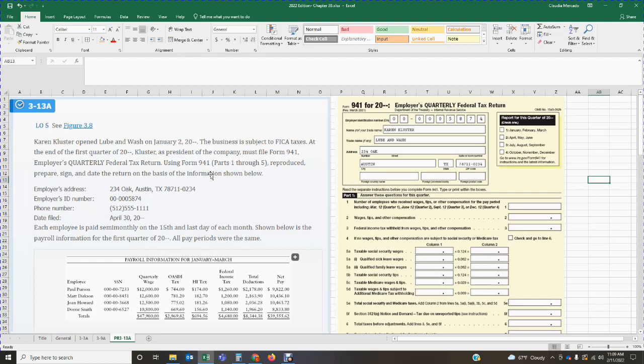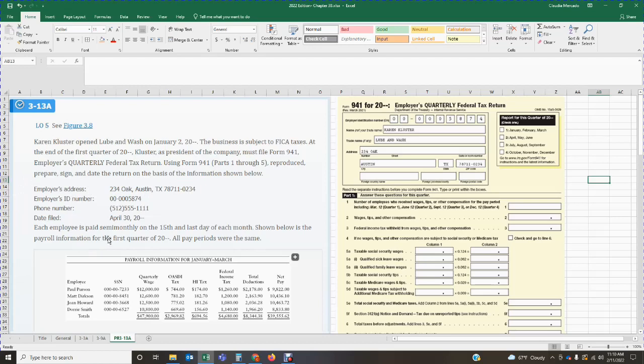So, in this particular problem, it says Karen Clustered opened Lubed and Wash on January the 2nd. The business is subject to FICA taxes. At the end of the first quarter, that's very important, the first quarter, Cluster, as president of the company, must file Form 941, which is the employer's quarterly federal tax return. Using Form 941, Parts 1 through 5, prepare, sign, and date the return on the basis of the information shown below. So here they give you the employer's address, ID number, phone number, and date filed.